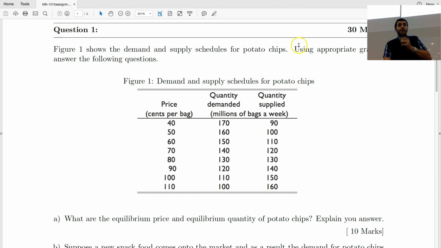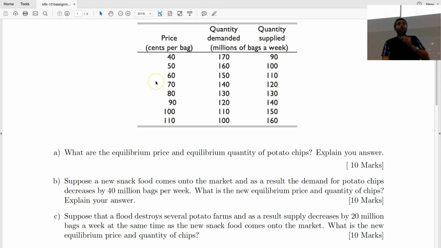The question is very clear: using appropriate graphs, answer the following questions. So you need, with the aid of graphs, to show me the equilibrium point. That means I need to draw the demand curve and the supply curve and see where they intersect. That's the equilibrium point, where the price and the quantity are at that point. And you need to tell me why this is an equilibrium point. That's very important to understand.